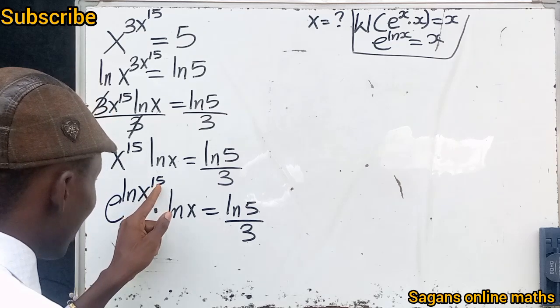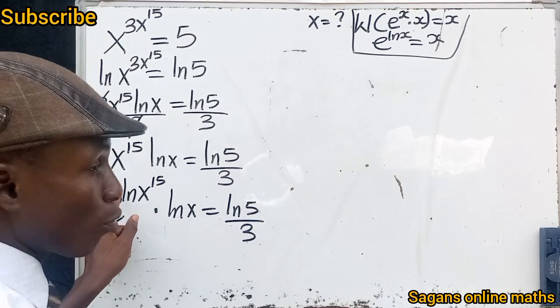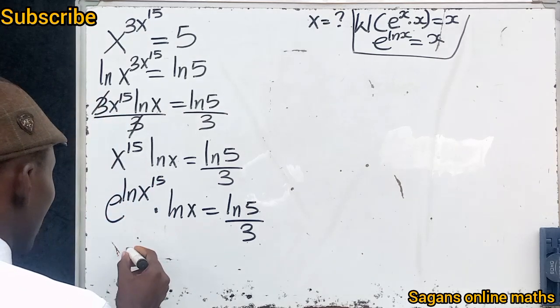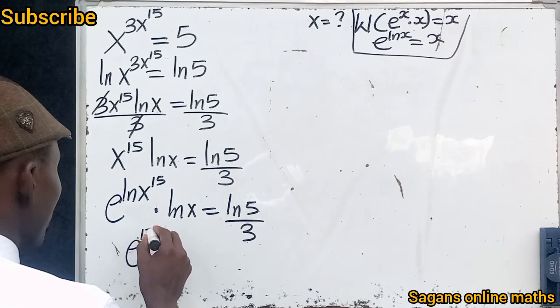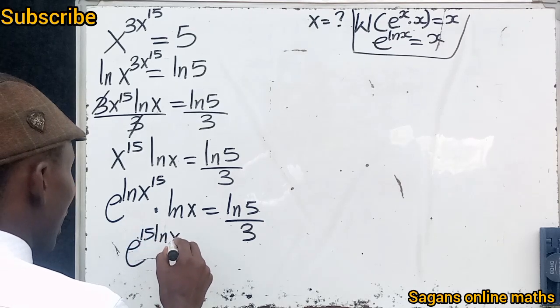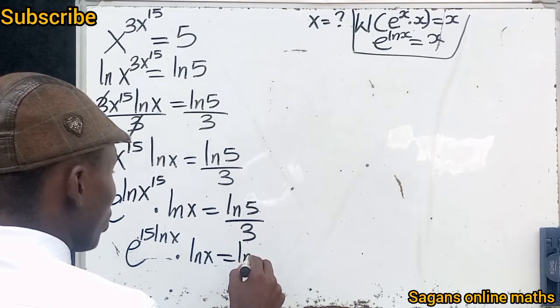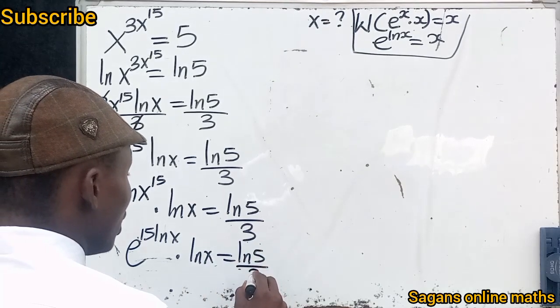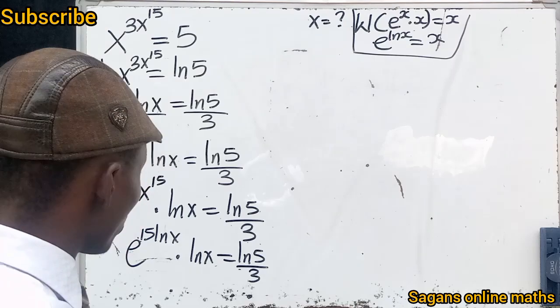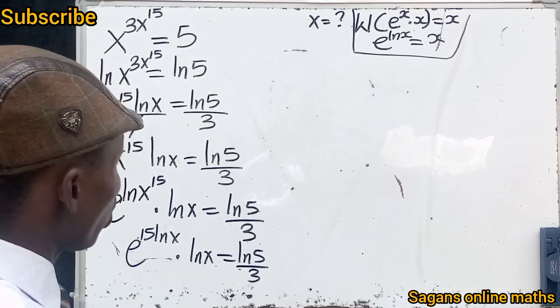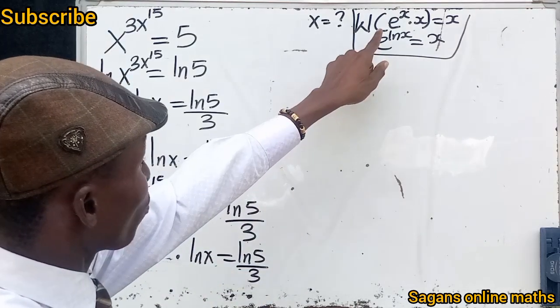We can bring this power to multiply the ln, as one of the properties of logarithm. So we're going to have e raised to the power of 15 ln s, multiplied by ln s, equals ln 5 divided by 3. Okay, that's good. But what are we still going to do? Because we are looking for a way so that we can have this format.